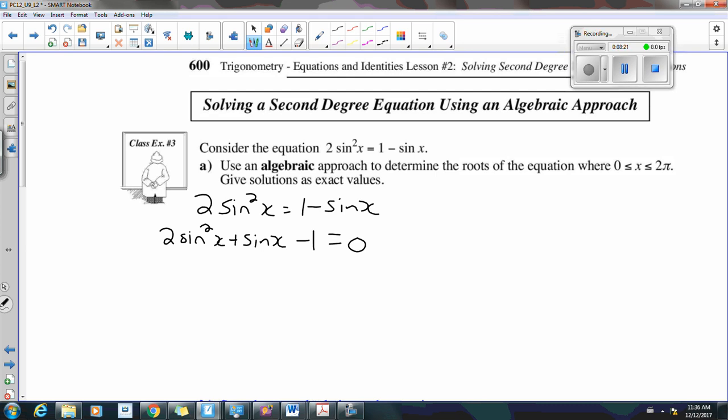And just like a quadratic equation, I'm now going to factor this. So I'm looking for two numbers that multiply to -2 and add to 1. And then I'm going to use that to split up the middle term. Whether you want to leave the sine in there while you factor or replace it with just an x, it doesn't really matter.